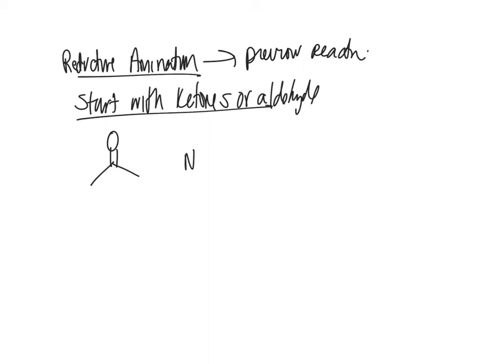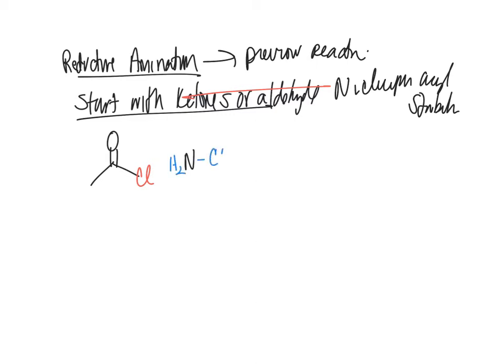This one, you start with aldehyde ketones, and this is going to be your nucleophilic acyl substitution. And you don't start with ketones and aldehydes. You start with acid chlorides. Yeah, so you would start with acid chlorides. So here, let's do a primary amine. And this is nucleophilic acyl substitution followed by reduction.